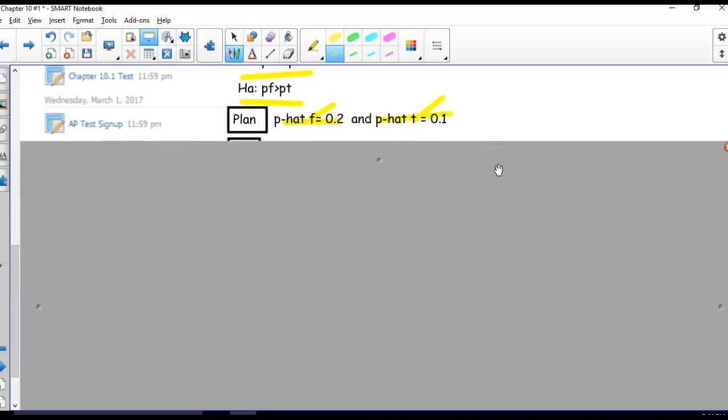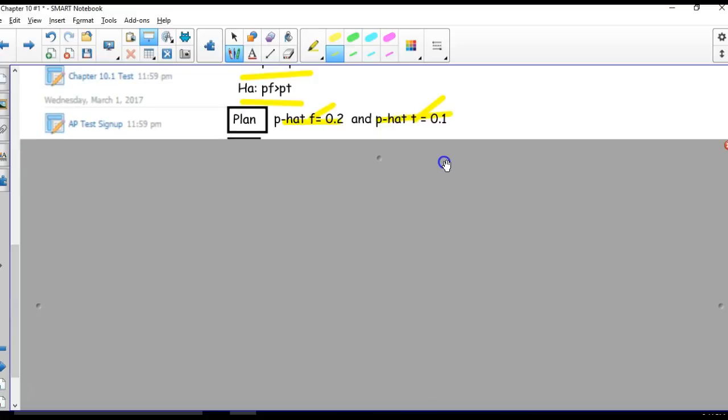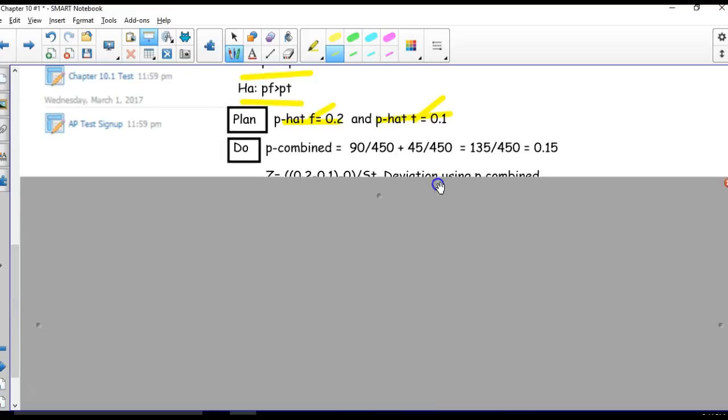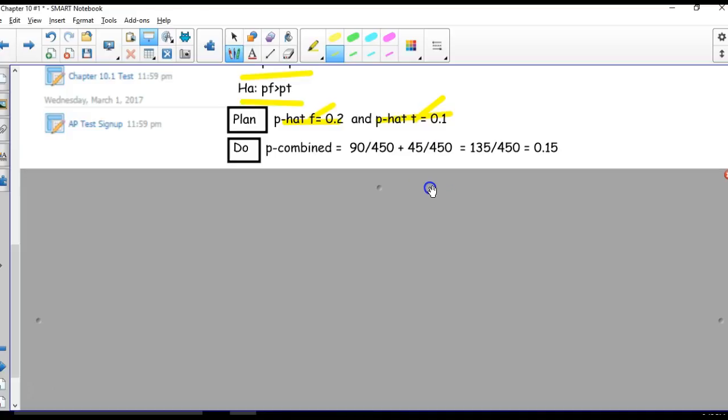The do step, okay, what are you going to need? You are going to need a picture. In the center, you're going to need 0. Do you have that? The difference in your statistics is 0.1. So that's going to be on the right-hand side of the 0, and you're going to shade to the right. You're also going to need your standard deviation. Your standard deviation is with your p combined or your p pooled. Here's your p combined, 90 over 450.